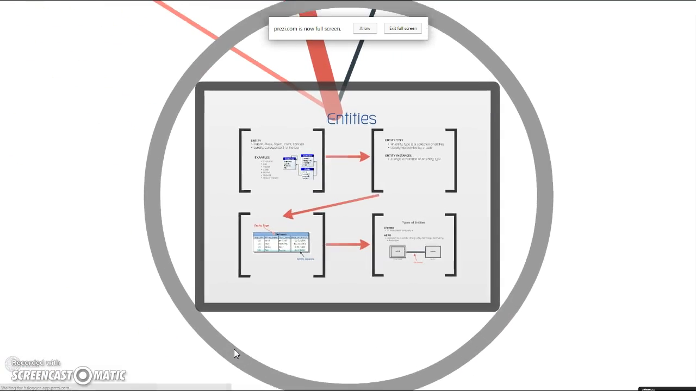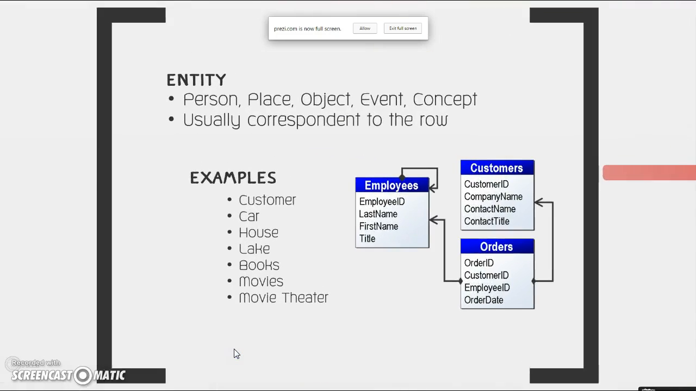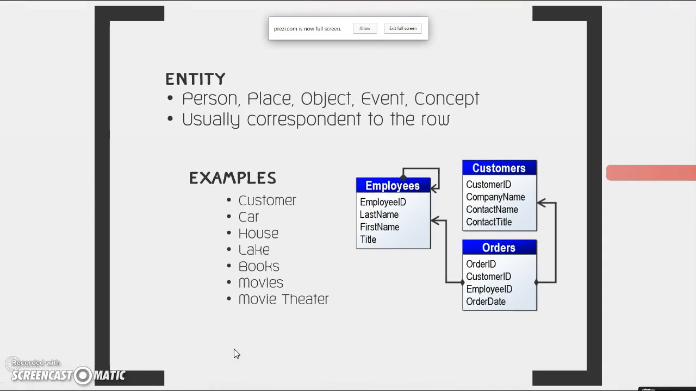So for entities, an entity is a noun that describes a person, place, object, event, or concept. Usually it's correspondent to the row. Examples of entity are customers, car, houses, lakes, books, movies, and theaters. As you can see here, on these 3 tables, there are employees as your entity, customers as your entity, and orders as your entity.